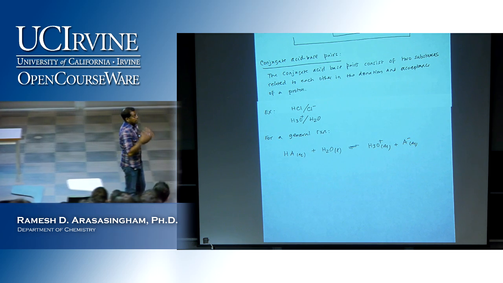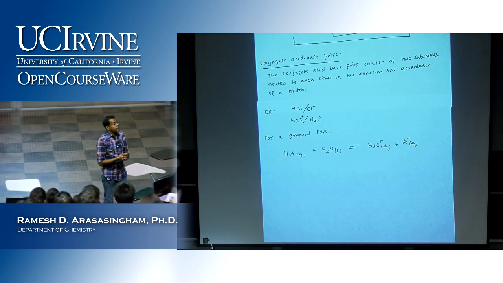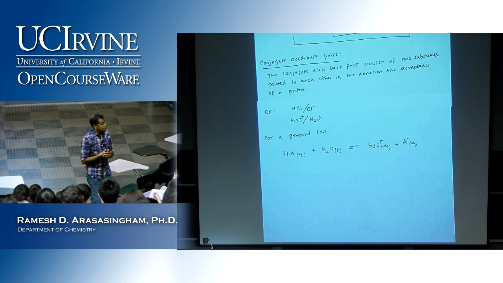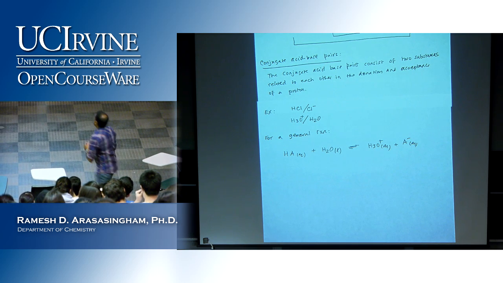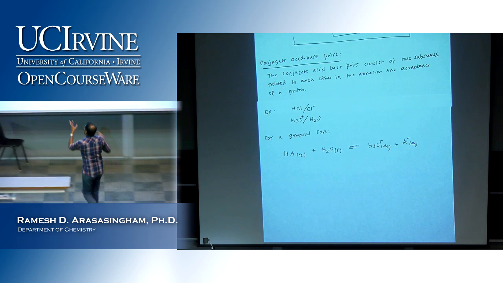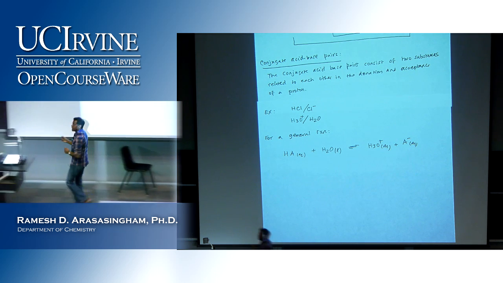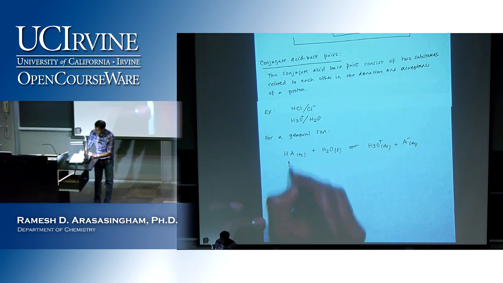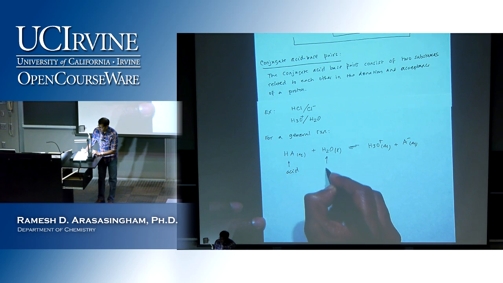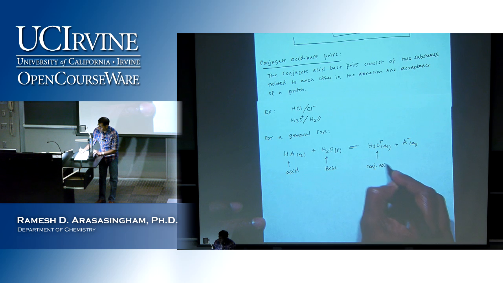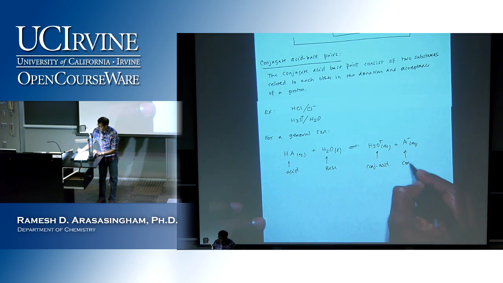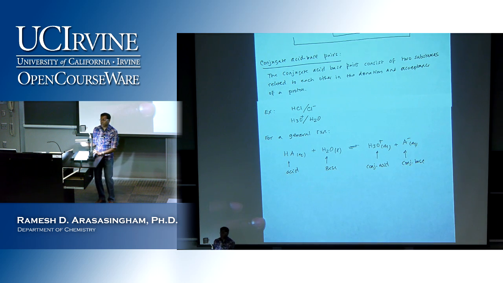There is a class of compounds that are good proton donors. If they donate protons, then they're called acids. In this case, we're going to take the general class and call them HA. So this would be the acid. This would be the base. This would be the conjugate acid for the reverse reaction. And this would be the conjugate base.